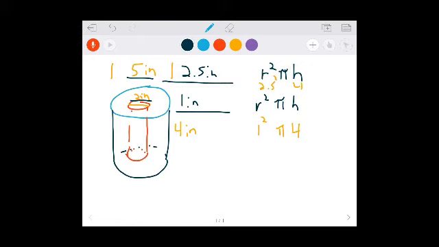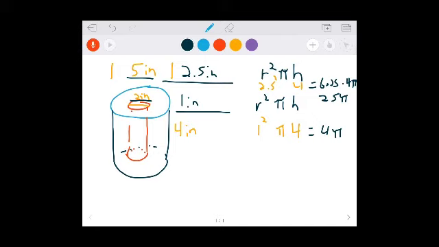So 2.5 times 2.5, or 2.5 squared, is 6.25. 6.25 times 4 times pi. So multiply that times 4, and we're left with 25 pi. And then down here, 1 squared is 1, times 4, times pi. We end up with 4 pi in the middle that we have to get rid of.